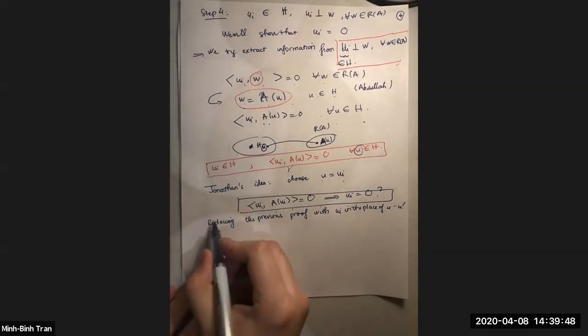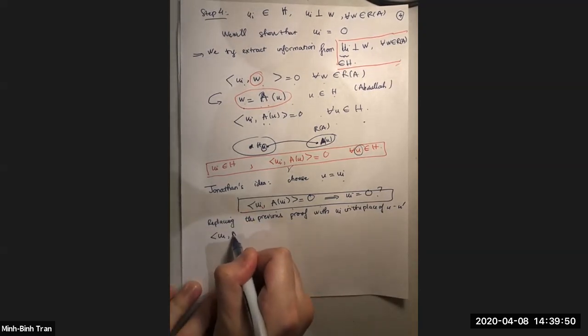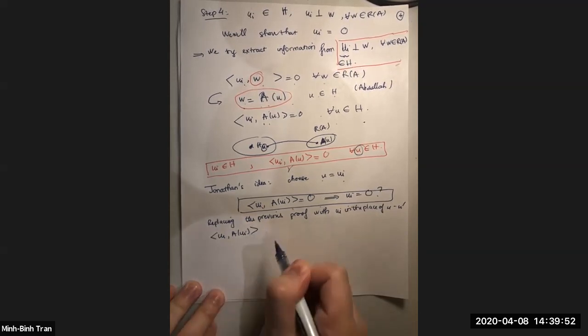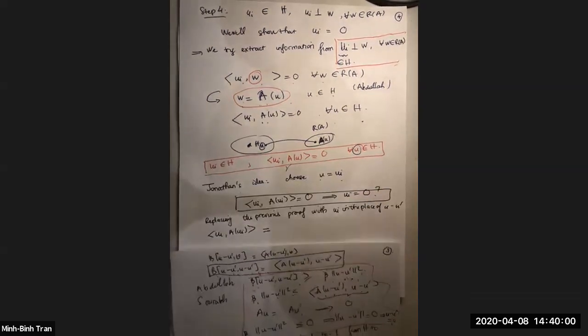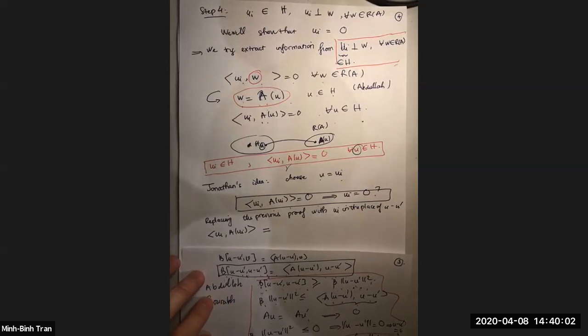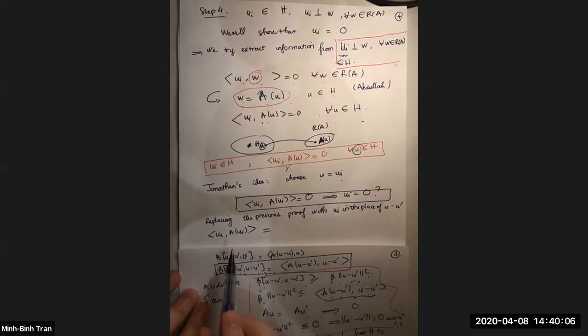So what do we have? You have the inner product of u_i with Au_i is going to be equal to what? So our strategy now is very easy. We are going to copy, right? So how can I write this inner product of u_i with Au_i?